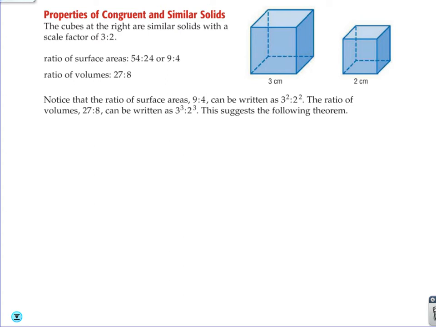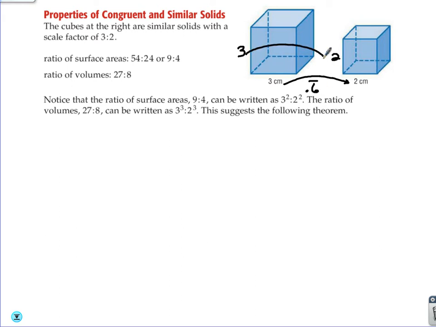Okay, here we go. Last thing, the properties of congruent and similar solids. The cubes at the right are similar. Why? Because all cubes are similar. And, well, I can show you real quick. Watch this. Somebody with their calculator, tell me, what do you multiply 3 by to give you 2? 0.6 repeating? Yeah. Okay, 0.6 repeating. Since this is a cube, this side is 3 and this side is 2 as well.